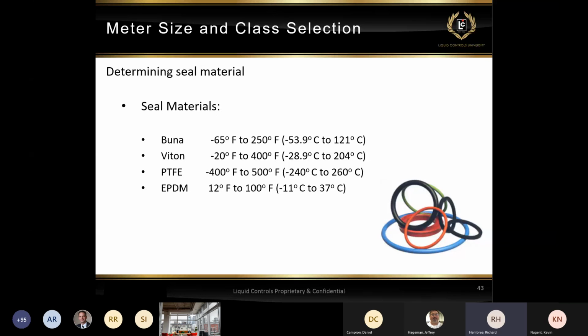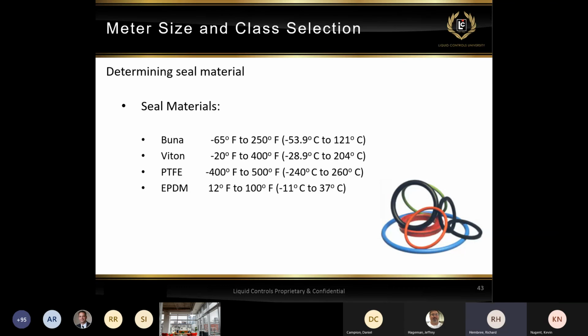PTFE Teflon, minus 400 to 500, a wide temperature range, very chemical compatible with your caustics, your acids, so you may see that more in some of those class 8 meters. EPDM, don't see that as often, but it is available.